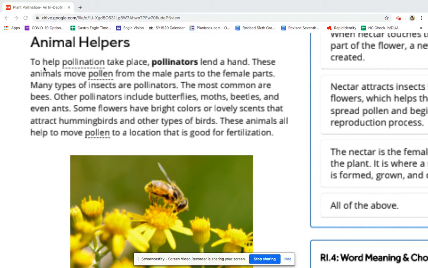Animal helpers. To help pollination take place, pollinators lend a hand. These animals move pollen from the male parts to the female parts. Many types of insects are pollinators. The most common are bees. Other pollinators include butterflies, moths, beetles, and even ants. Some flowers have bright colors or lovely scents that attract hummingbirds and other types of birds. These animals all help to move pollen to a location that is good for fertilization.